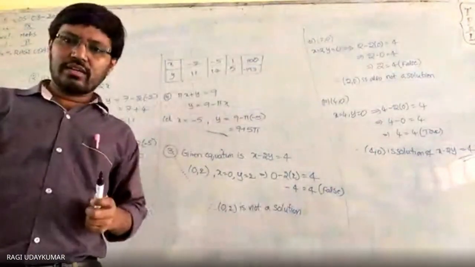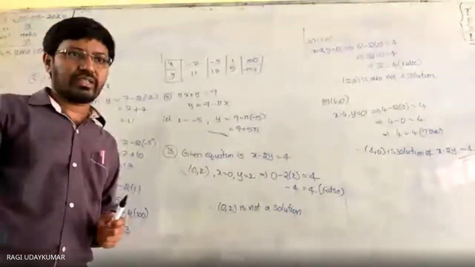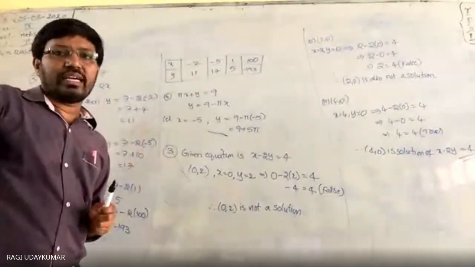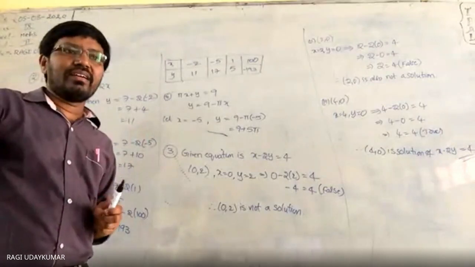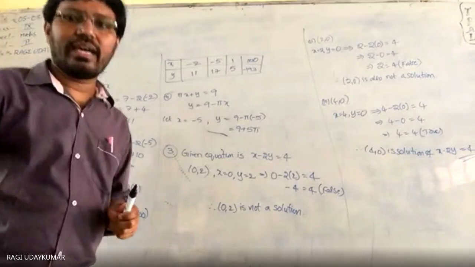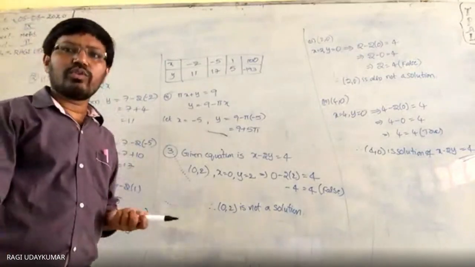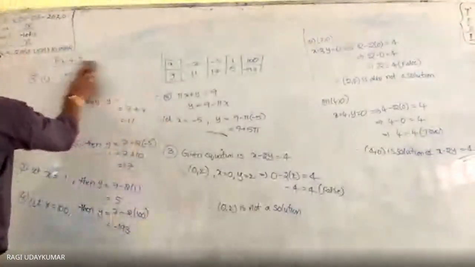समझ में आया ना? Just substitute करके check करना है which are the solutions, which are not solutions. And fourth problem you see here. In the fourth problem it is given: find the value of k. K का value find out करना है. x equal to 2, y equal to 1 is the solution. So वो simple है.